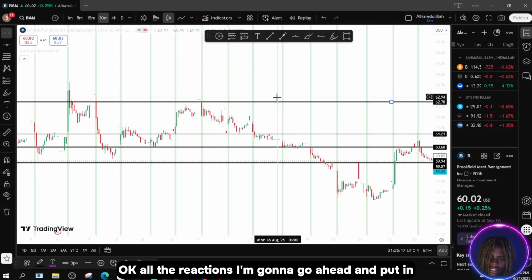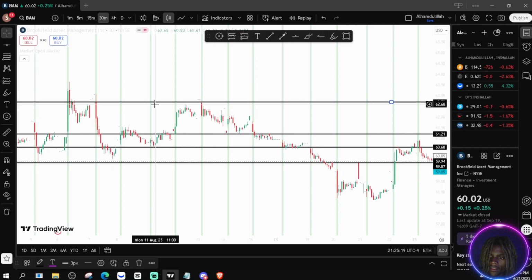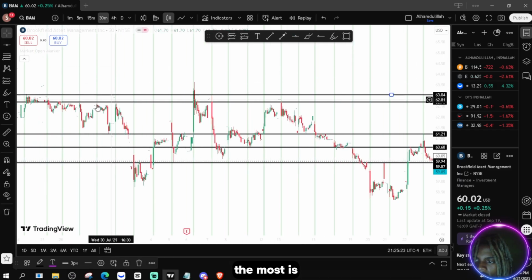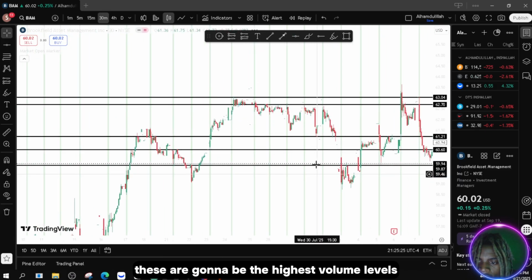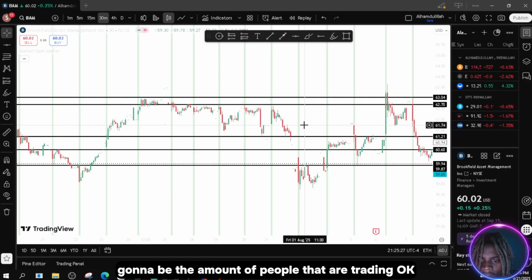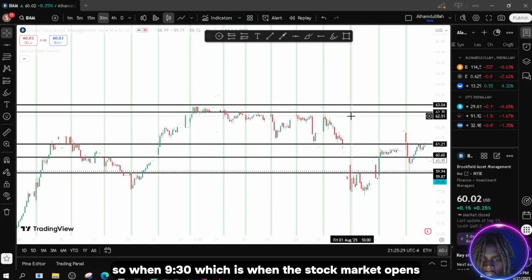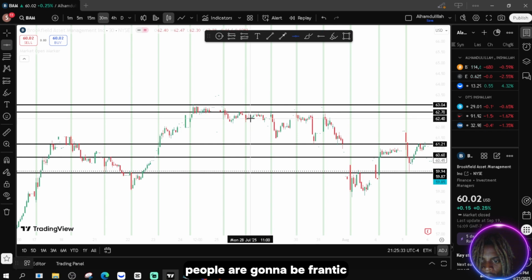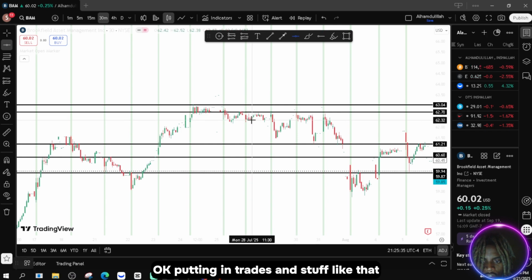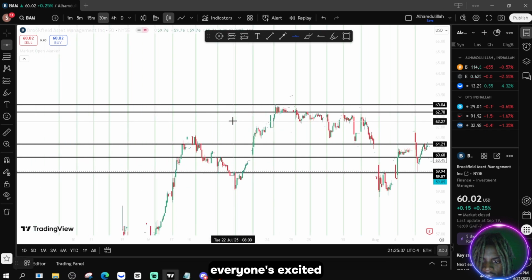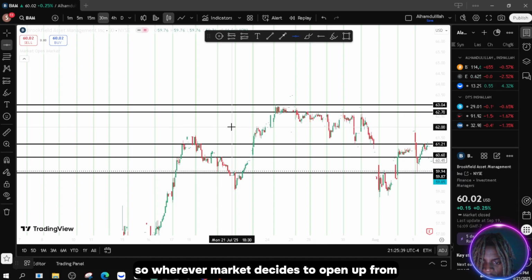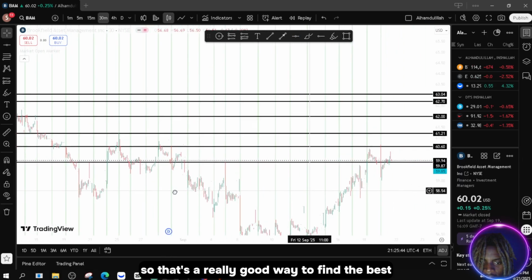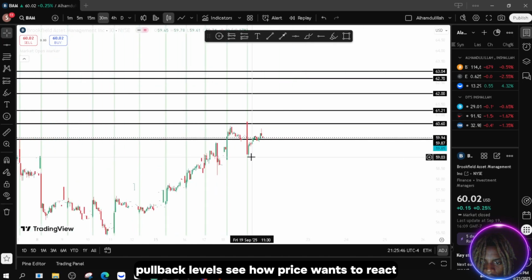Okay, all the reactions I'm gonna go ahead and put in, just so we know where price is heavily reacting off of the most, as these are gonna be the highest volume levels, and volume is gonna be the amount of people that are trading. Okay, so when 930, which is when the stock market opens, okay, hits, the bell rings, people are going to be frantic, okay, putting in trades and stuff like that. Everyone's excited. So wherever market decides to open up from these levels are going to be really important. So that's a really good way to find the best pullback levels, see how price wants to react.